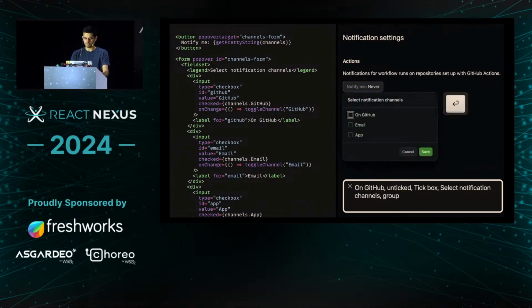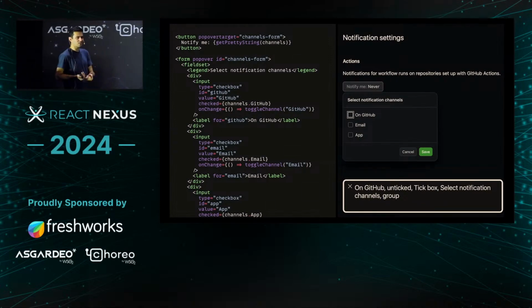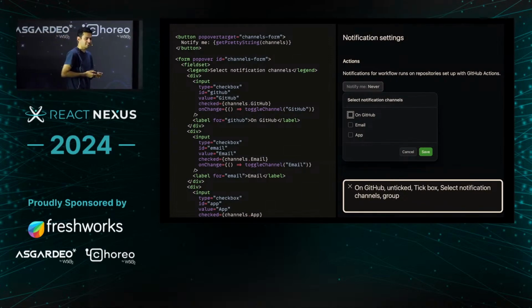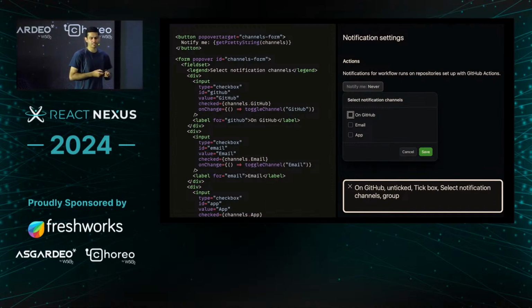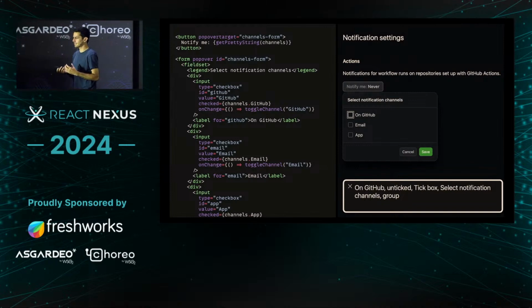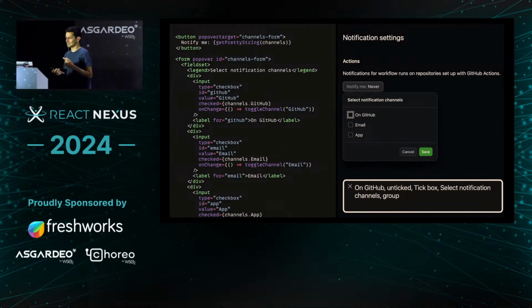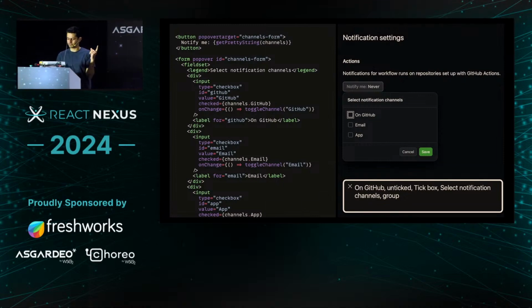"On GitHub, unticked tick box, select notification channels, group." That's pretty cool. So it announces what the current options are. It says on GitHub. It says it's an unticked tick box. So that's a checkbox. It's not selected. And then it also tells you this is part of a select notification channels group. So that tells you that there are other options as well, which means I can tab and find those other options. All right, so there's one option which is on GitHub.